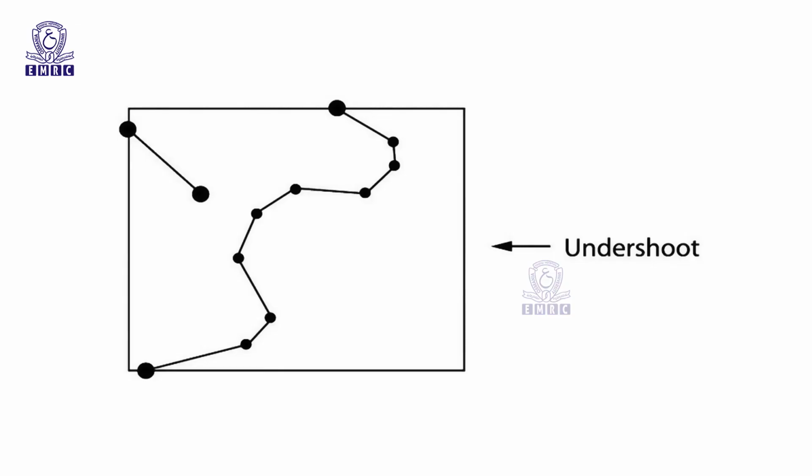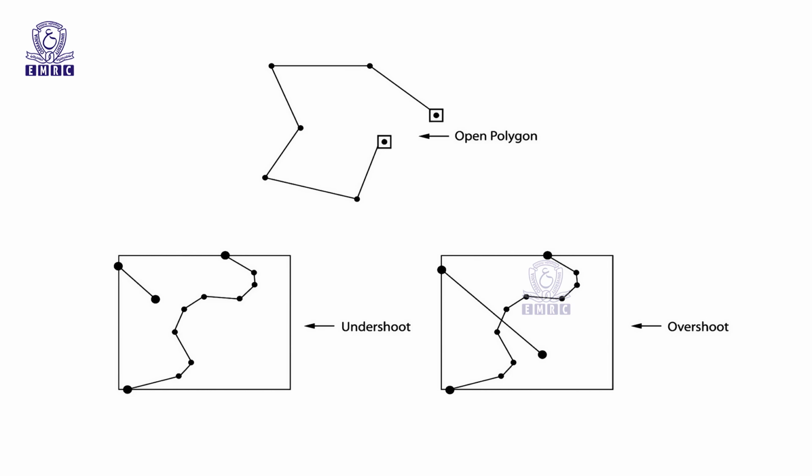An undershoot is a dangling node at the end of the line. Dangling nodes are not always an error, however, as they occur in the case of dead end streets on a road map. So, you can see different types of overshoot and undershoot in the image where two lines are not joining. There we have the overshoot, then we have the undershoot that is present.